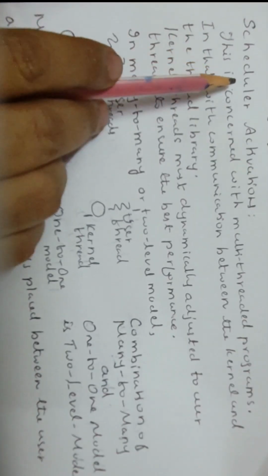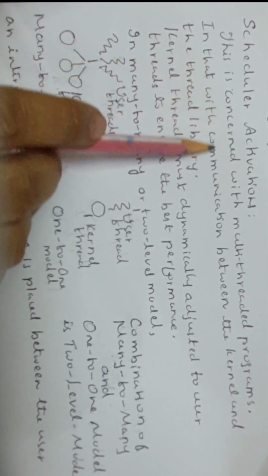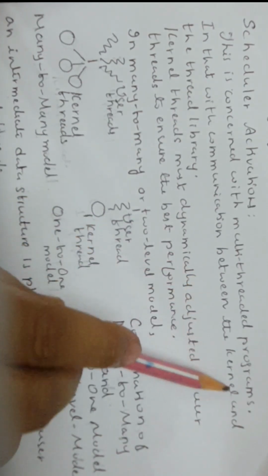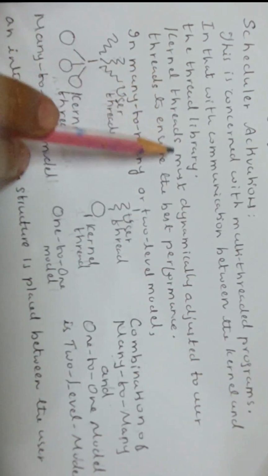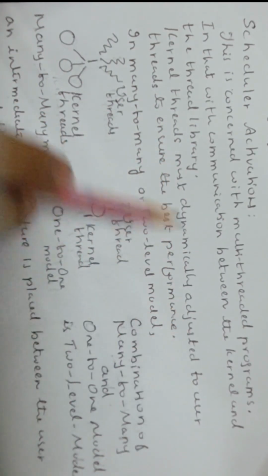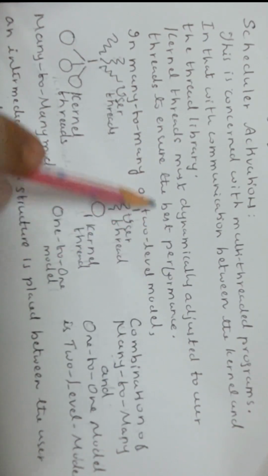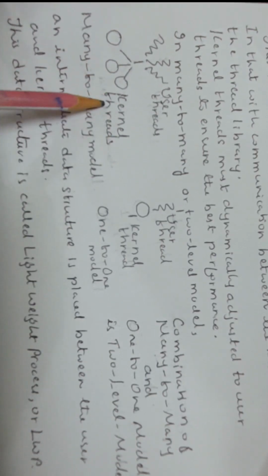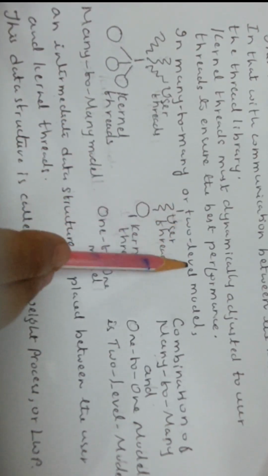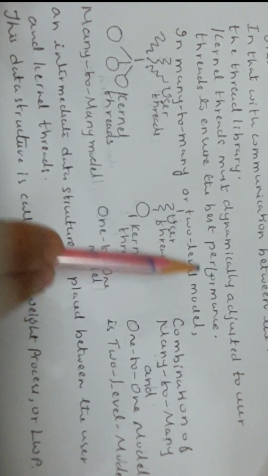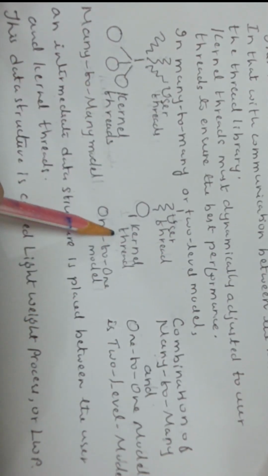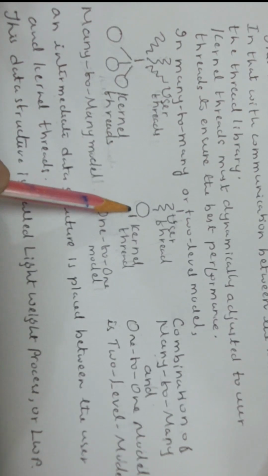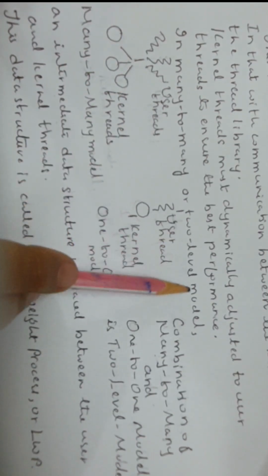Okay. So the next issue is scheduler activations. This is concerned with multi-threaded programs, in that with communication between the kernel and the thread library, kernel threads must dynamically adjust the number of user threads to ensure the best performance. In many-to-many, so many user threads are associated with many kernel threads, that is the many-to-many model or two-level model. Then what is the two-level model? Here the many-to-many model is there, and here one more is given, the one-to-one model. So one user thread associated with one kernel thread, the combination of both is called the two-level model.